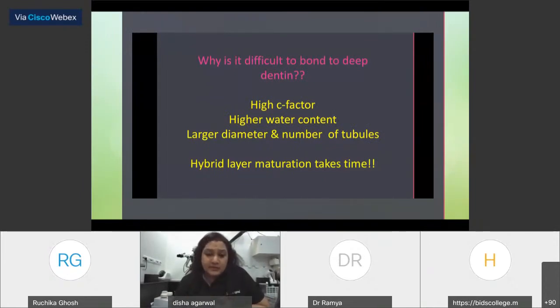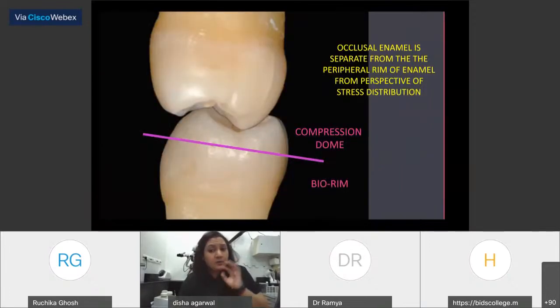Why is it difficult to bond to deep dentine? Very high C factor, higher water content, a large number of tubules, a large diameter of tubules, and that is why your hybrid layer takes a lot more time than enamel to mature. I'm not going to go into details about this, but I'm very quickly going to introduce it, because this is also a sound basis for biomimetics.